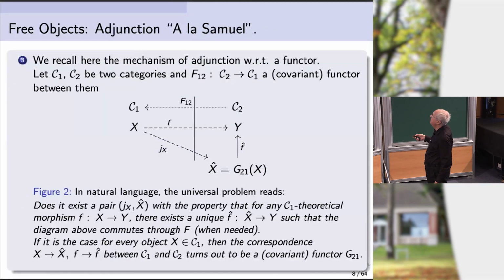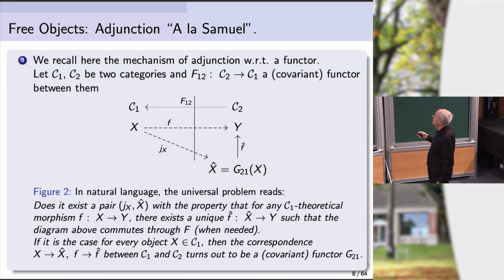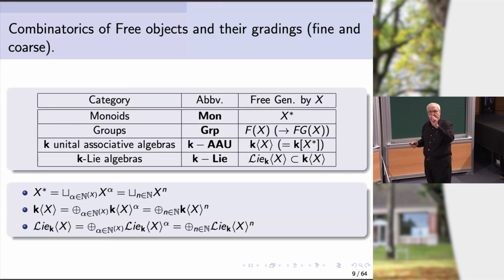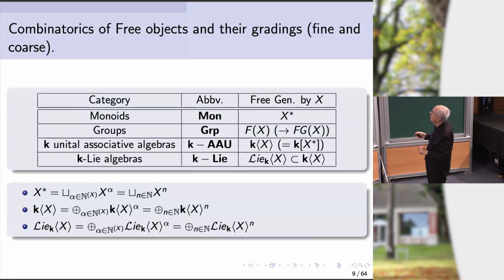So what are the free structures? If you take C1 as the category of sets, you get free structures. For example, for monoids, you have this. This is not the star of a dual. It is the star of a free monoid. Free monoid means the monoid of all words. Free group: this is the group of all formulas in the letters and their inverses.